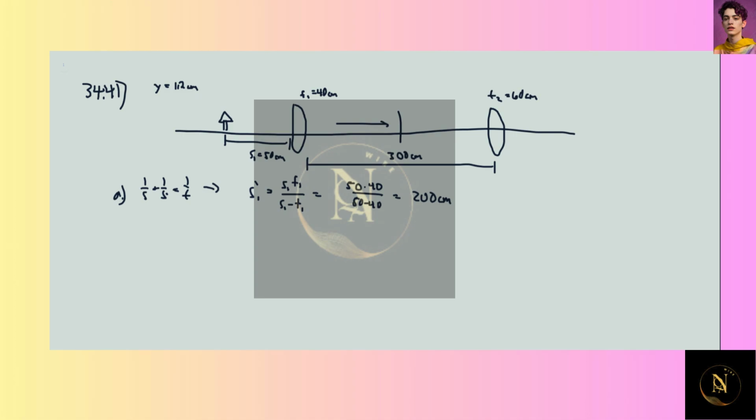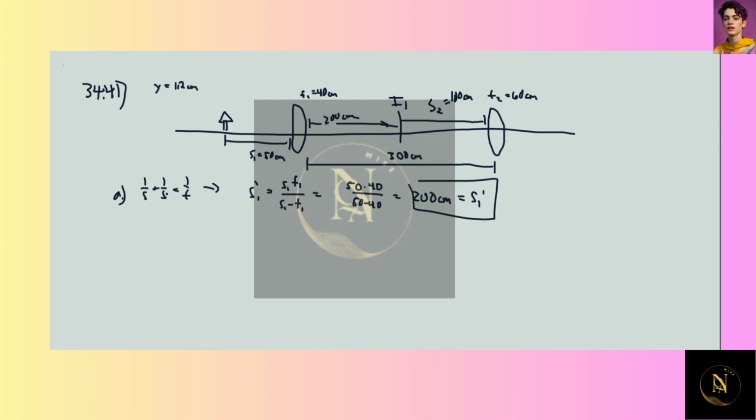Let's mark this as I1, and this is 200 centimeters away. That means this distance right here is going to be S2, and now we know it's going to be 100 centimeters. But let's finish part A. So this is S1 prime.